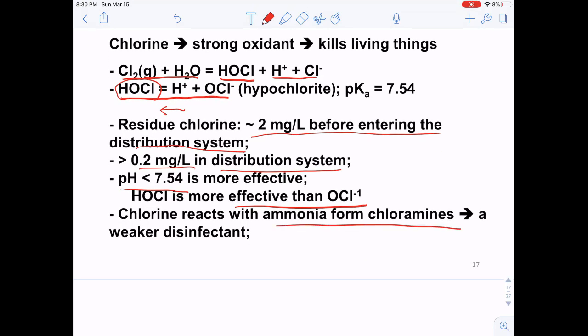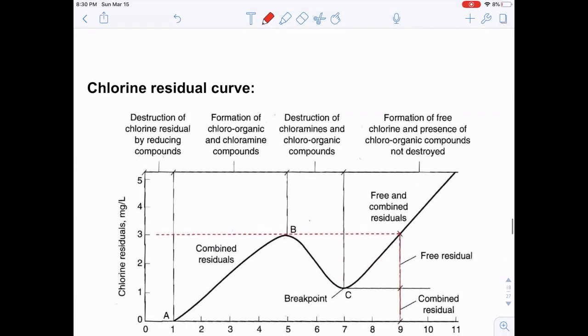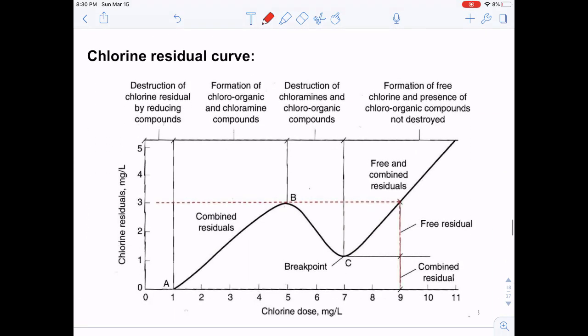And further, the chlorine can react with ammonia to form the chloramines, which is a weaker disinfectant. But if we want to achieve the highest performance of the disinfection, we want to make sure that the concentration of the hypochlorous acid, or the HOCl, is the highest.